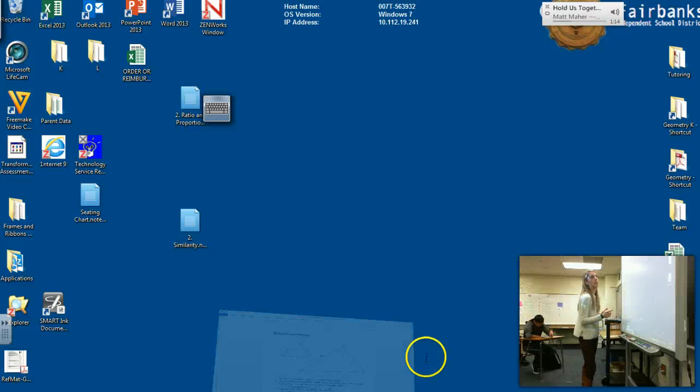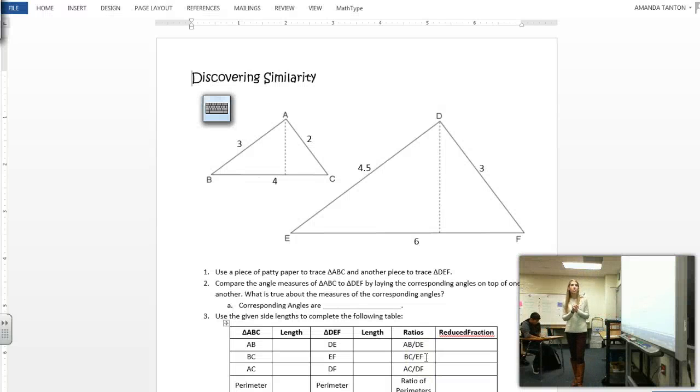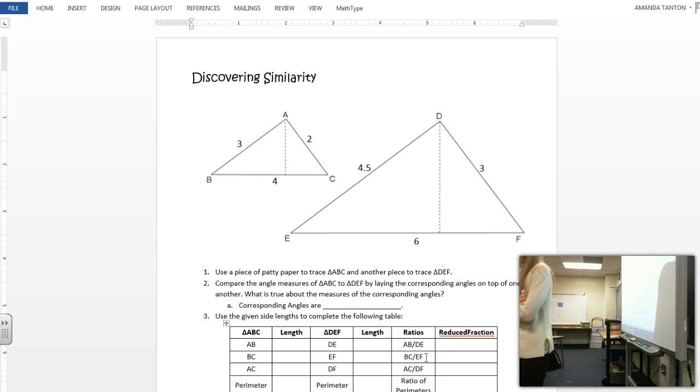We are in your notes on the page that says Discovering Similarity. And what does it say to do first? It says use a piece of patty paper to trace the triangle, another piece of patty paper to trace DEF. So what we're doing first is comparing the what? What's it say on number 2? Compare the angles. Okay, so we're not going to use patty paper. We're just going to use the smartboard, and we're going to compare the angles of triangle ABC to the angles of triangle DEF. Now, before we compare them, what do you think is going to be true?